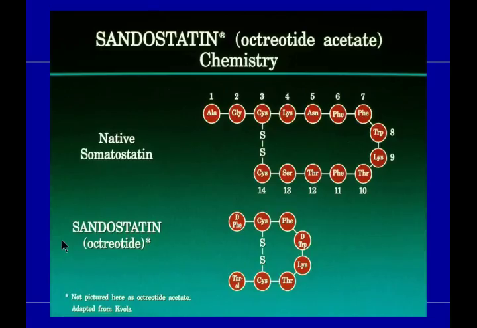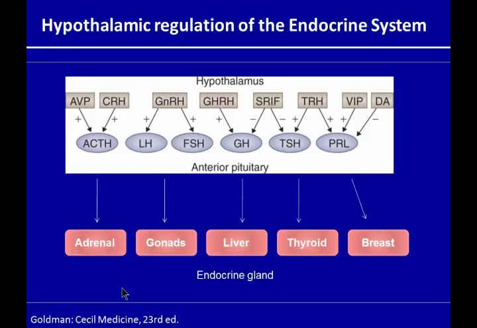There's one of them here, octreotide, which we'll talk about in some detail. Another one that's just come on the market is pasireotide, which basically has different affinity for certain of the receptors than either the native hormone or octreotide. And these are clinically used, and you'll see how we do use them a little bit later in this lecture.